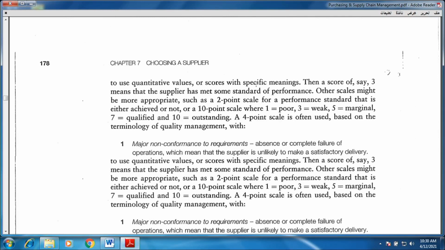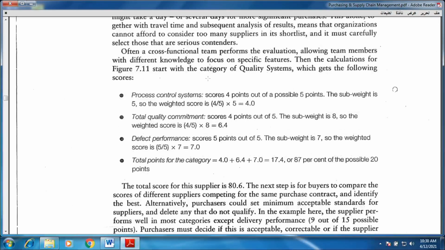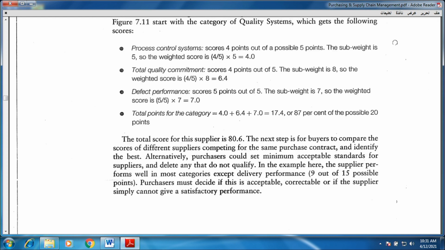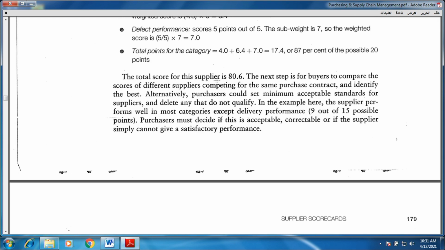So again, it's written here in the book. You have 4 divided by 5 multiplied by the weight, which is 5. 4 divided by 5 multiplied by the weight, which is 8. And 5 divided by 5 multiplied by 7. So we have 7. And finally, we have them all together added to have this final score, which is out of 20 points. So the total score for this supplier is 80.6 regarding what we say is the quality standards. So we have known the ability of the suppliers regarding the quality issues.